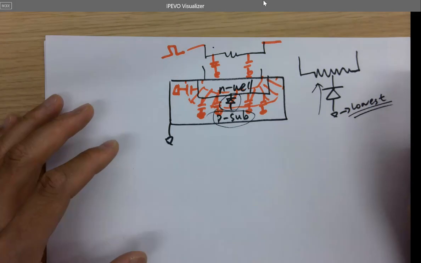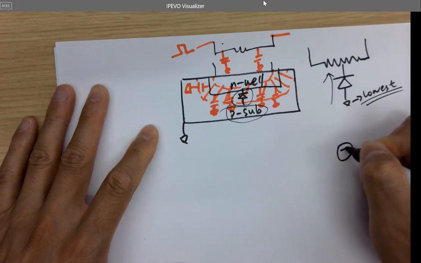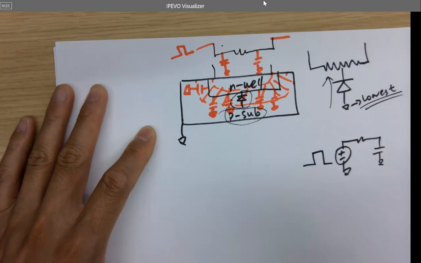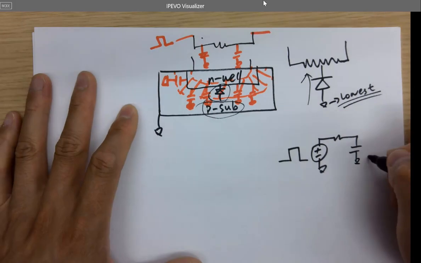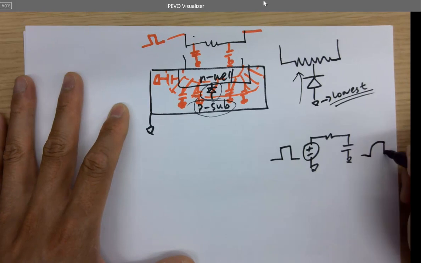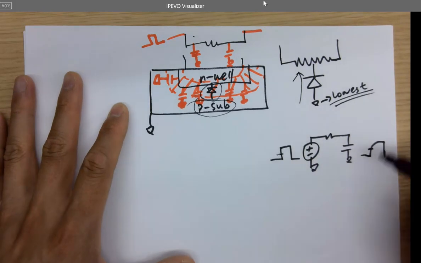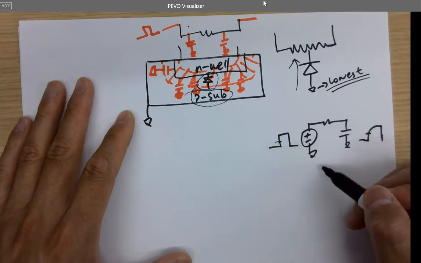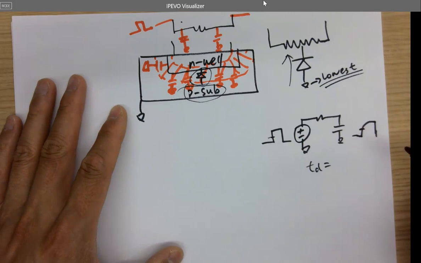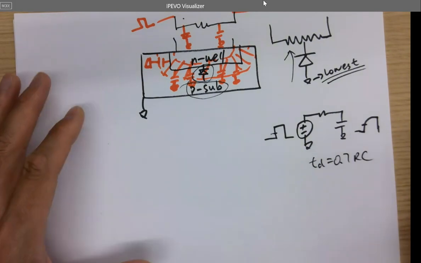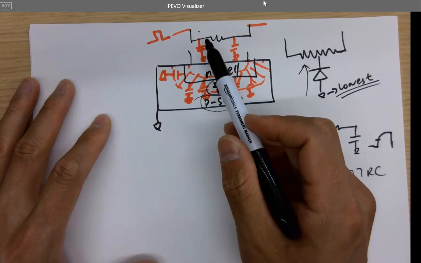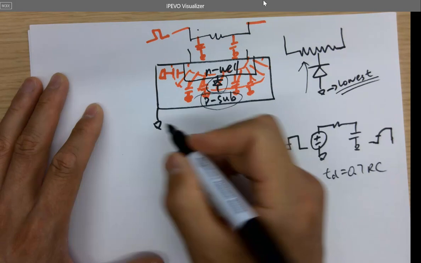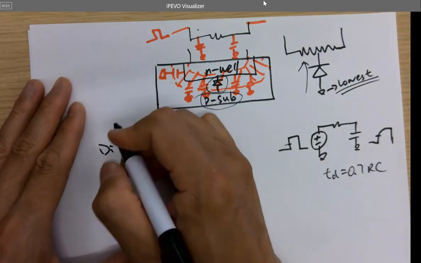What's the time constant? If you have a very simple RC circuit with a pulse, and you did it in the first lab, you'll see something like this, right? You're measuring 50% of the voltage and measuring the time difference between them. So if you have an RC circuit like that, the time delay equals 0.7 RC. So there will be a time delay for the N-well, and it's called distributed RC delay.